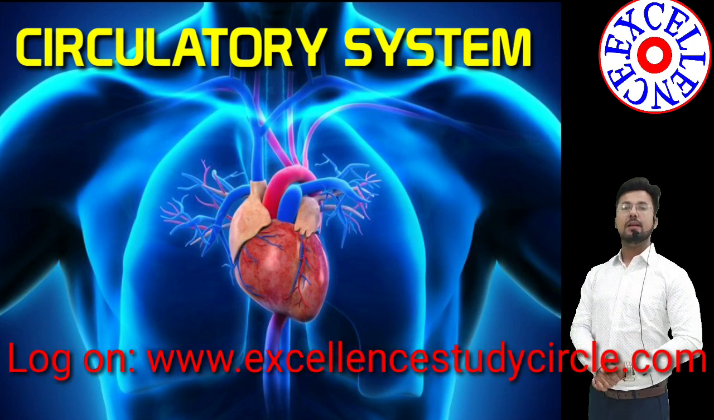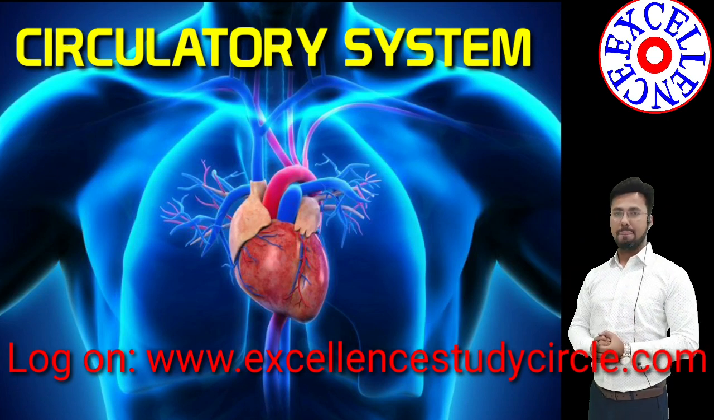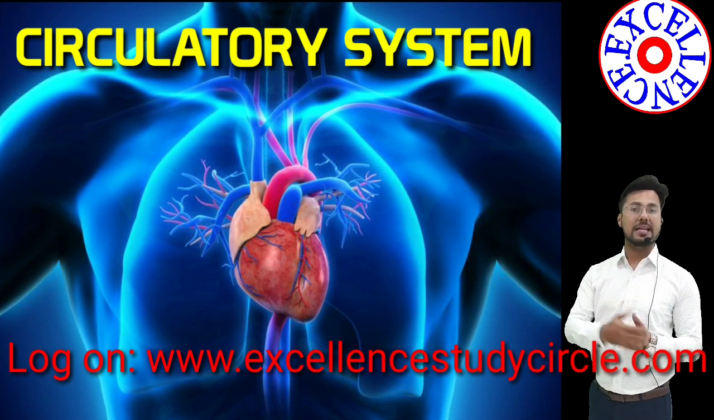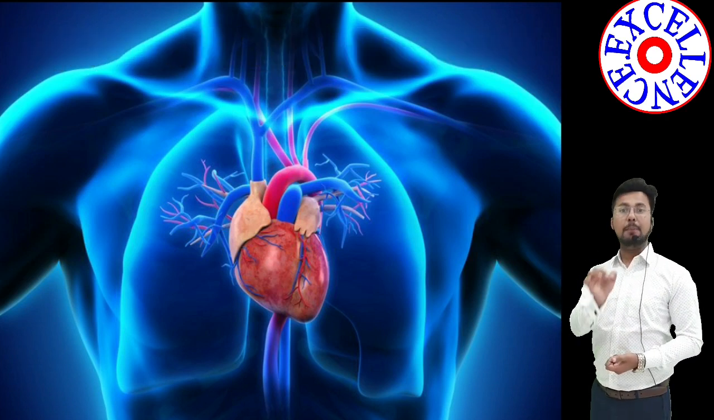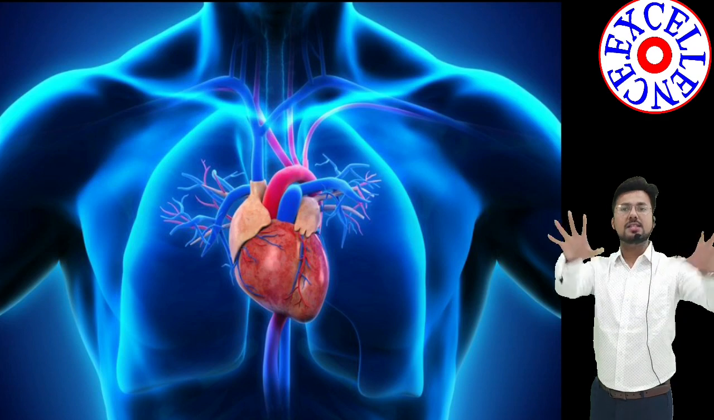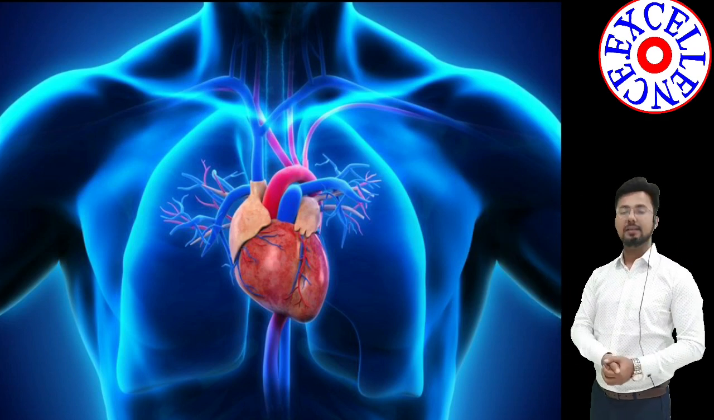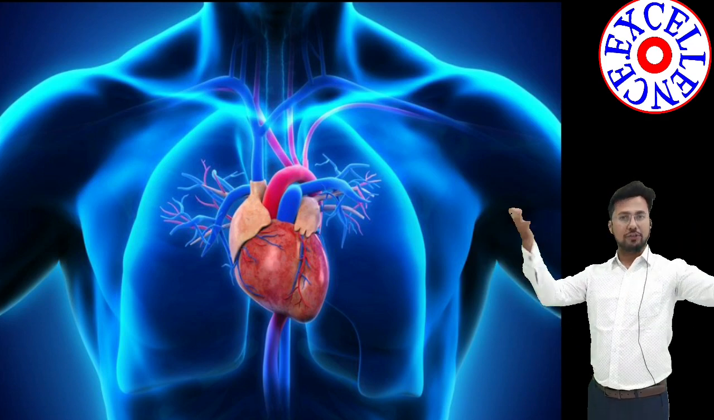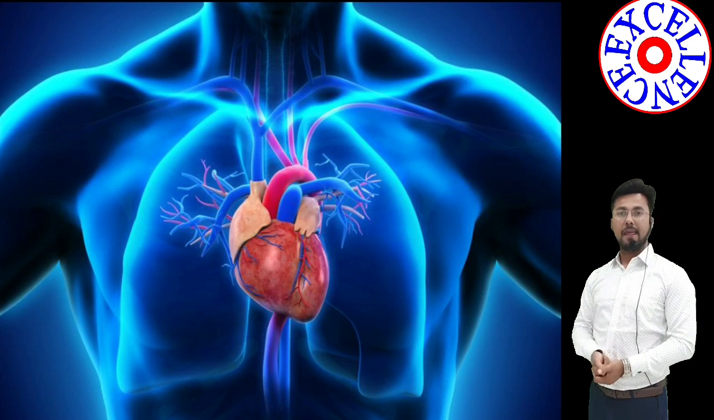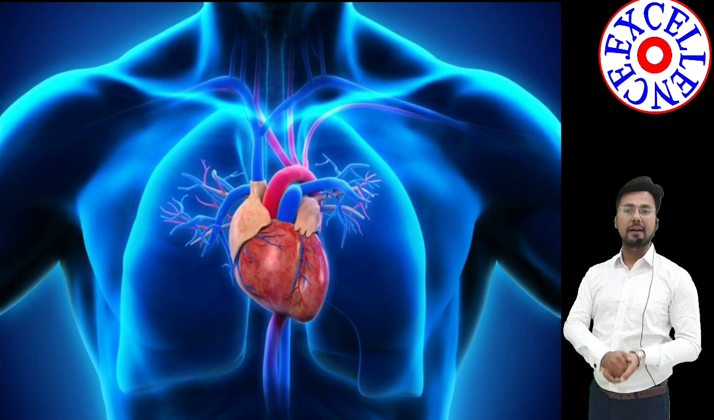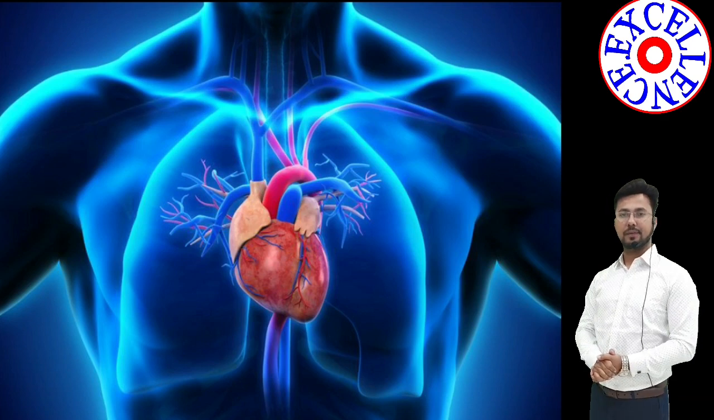For example, the digestion of food takes place in the alimentary canal. And after the food is digested, it gets absorbed in the small intestine, and with the help of blood, it gets transported to the different parts of the body. Similarly, when we breathe in the oxygen from the atmosphere, it goes into our lungs, and from the lungs, the blood transports this oxygen to the different parts of the body.